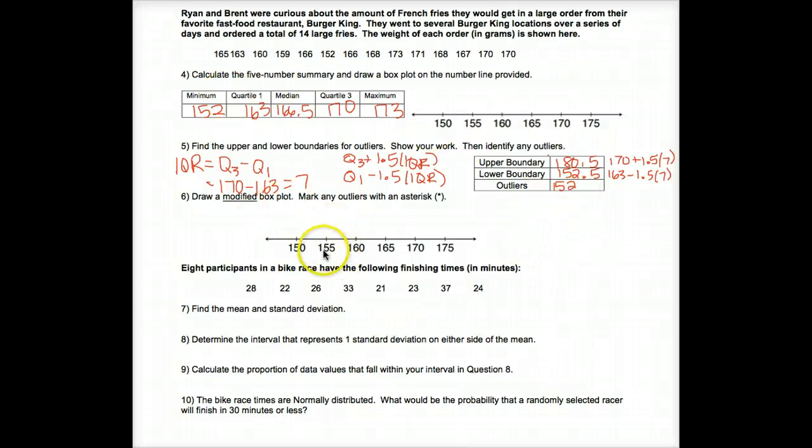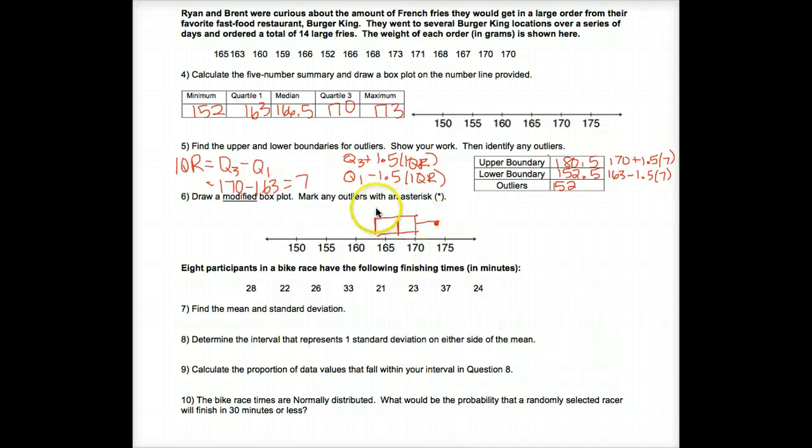When I do the modified box plot, almost all of it looks the same, except this minimum. So I'm going to plot my Q3, median, Q1, and max just like I did up here. So 163, so 162.5 would be right in the middle, so it's just to the right of that. 166.5, about right here. 170, so that makes my box. My max is 173, so right here, connect it.